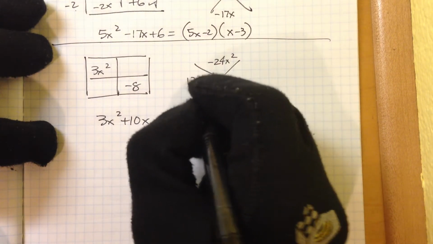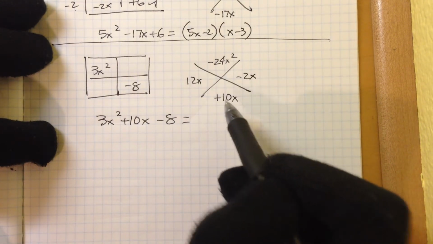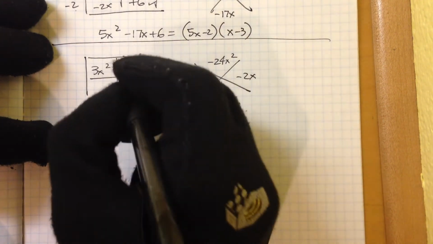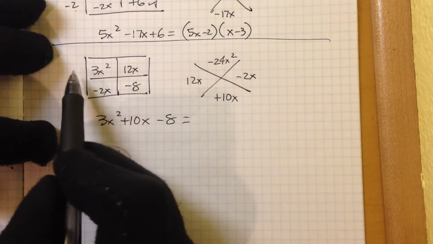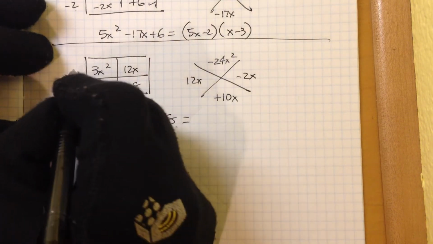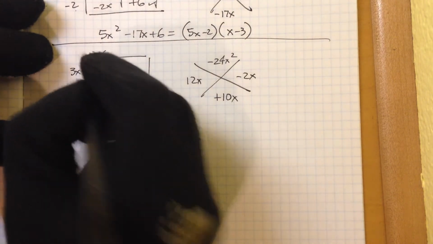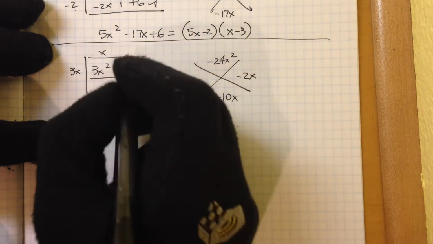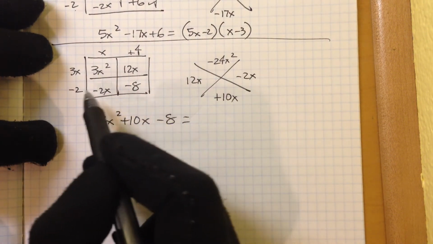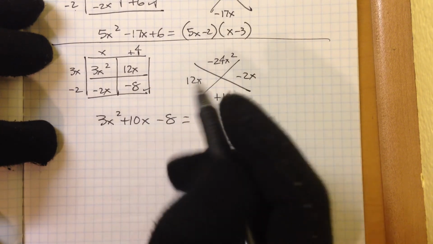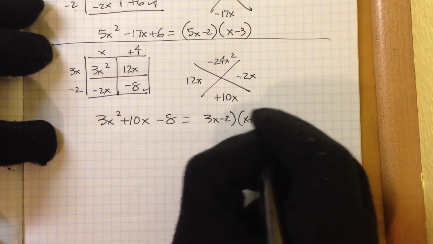What about a 12x and a negative 2x? Multiplication, yes. Addition, yes. So these two now fill in my box, 12x and negative 2x. Let's factor out. Well, looking across the top, I can factor out a 3x. Coming down here on this side, I can factor out an x. 3x times positive 4, x times negative 2. Check my last box, negative 2, positive 4. Yes, we get 3x minus 2 times x plus 4.